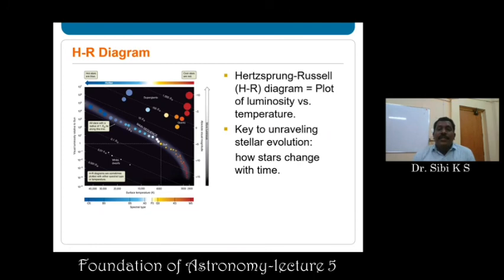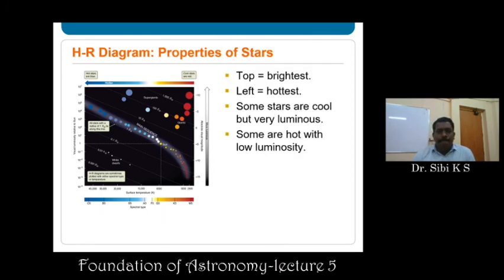Now we will have a discussion about the HR diagram, or Hertzsprung-Russell diagram. It is a plot of luminosity versus temperature. It is the key to unraveling stellar evolution and how stars change with time. At the top we see the brightest, and on the left we see the hottest. Some stars are cool but very luminous. Some stars are very hot with low luminosity.